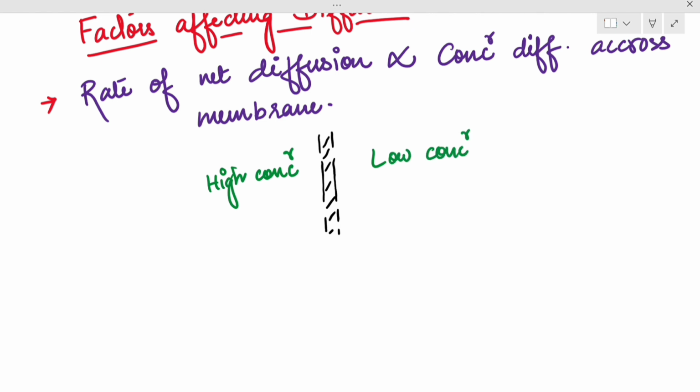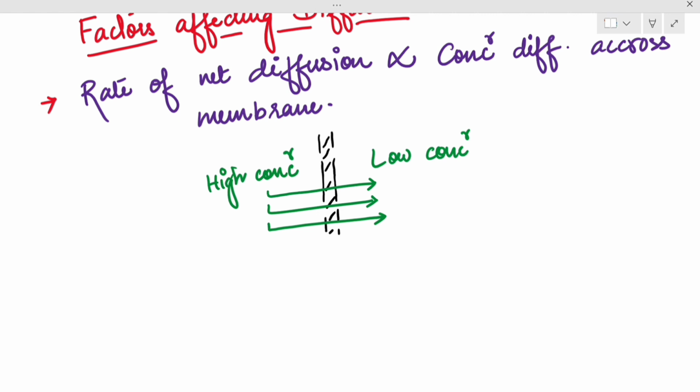Fine. So if the concentration difference is high, then obviously the net rate of diffusion is also high, and vice versa too. If the concentration difference is low, then the net rate of diffusion is also low. As simple as that. So what's the fundamental concept of diffusion? It will move from the high concentration to the lower concentration. Okay, fine, easy.